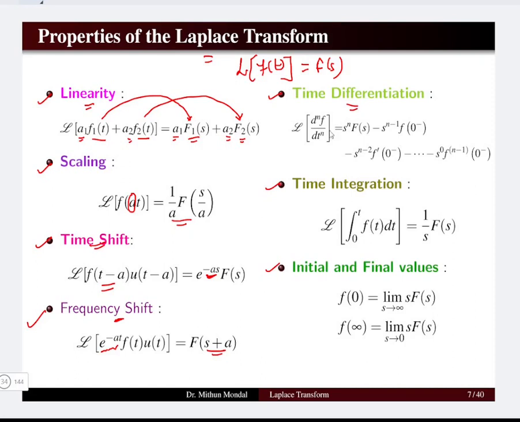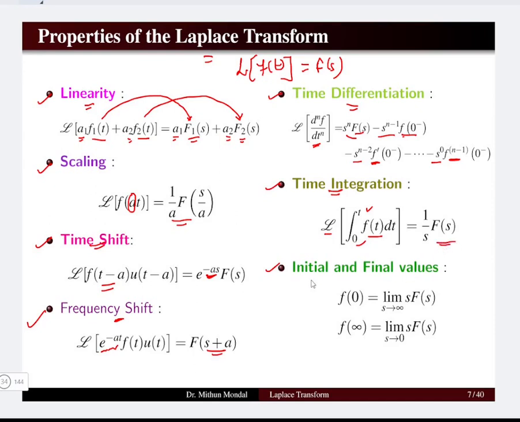Time differentiation, if we are differentiating the function with respect to some order, that is nth order, then there will be different ordered terms in the Laplace variable. S to the power n term will be there, s to the power n minus 1 to s to the power 0, and the function will have F of s, which is the transform of f of t, and then some values f of 0 minus, f dash means first derivative, f n minus 1 means the last derivative. Time integration, if we are integrating the signal f of t from 0 to t and obtain the Laplace transform, we'll have 1 by s F of s.